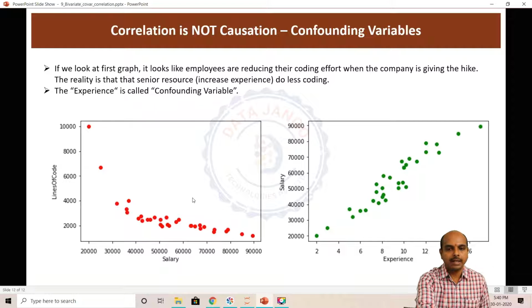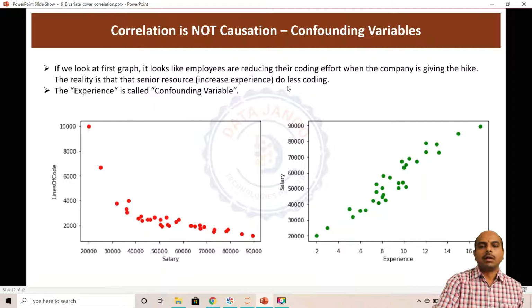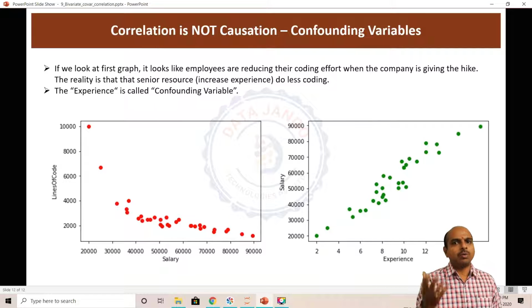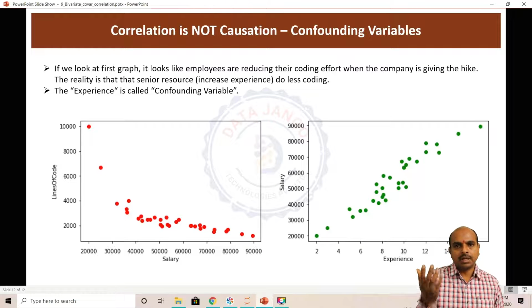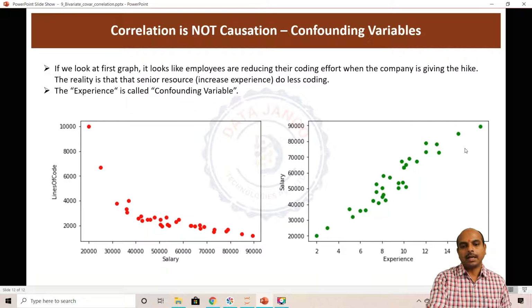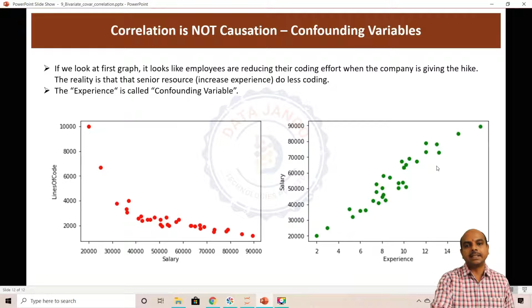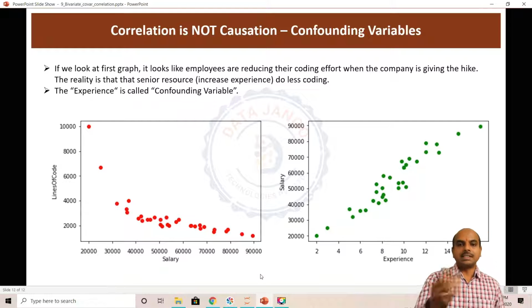That actually looks like the employees are reducing their coding effort when you increase salary. That's not the reality. If you know how software companies work, and if you look at the second graph, you will understand. With the experience increasing, the salary is increasing. The root cause here is experience. It is not that when you increase the salary, the person is reducing the coding effort.